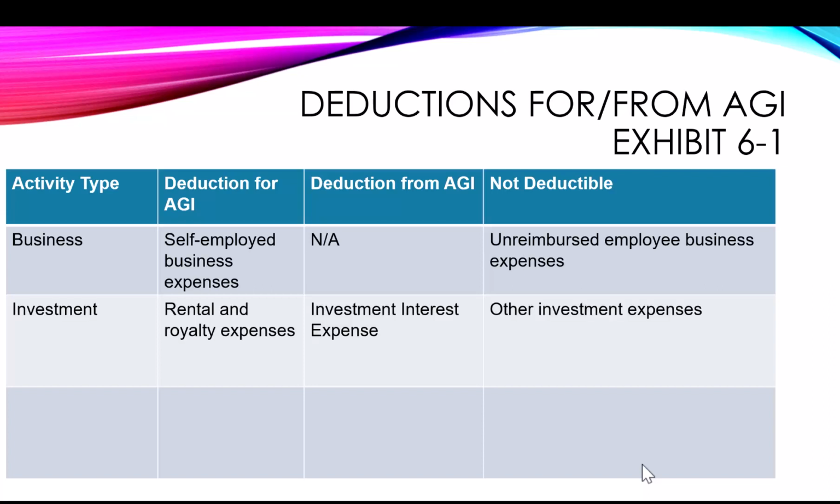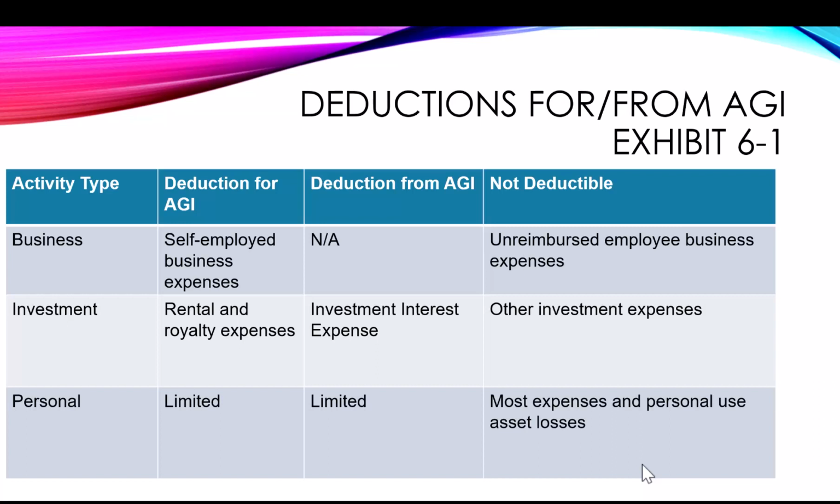In the case of a passive activity, an investment activity, you can also generate deductions for AGI for rental and royalty expenses. You're also eligible for deductions from AGI for investment interest expense. There are many other investment expenses that are not deductible.